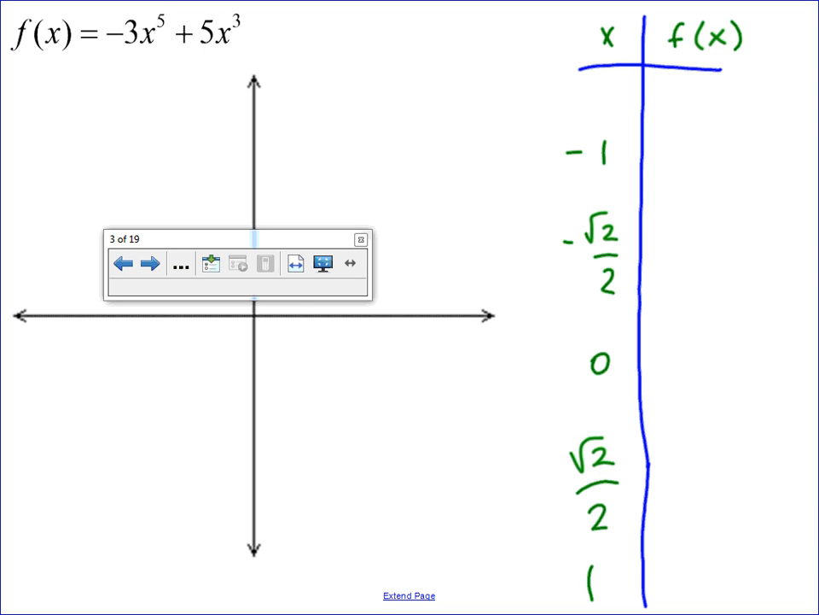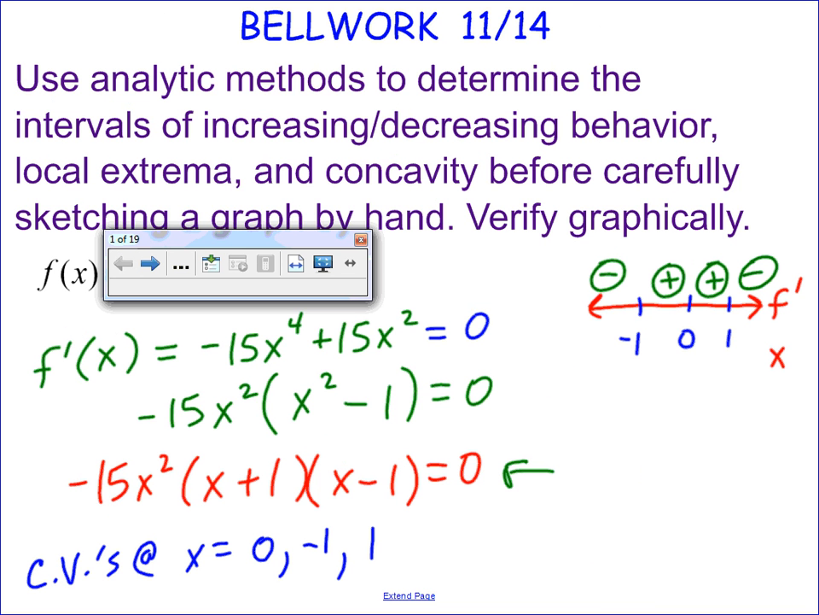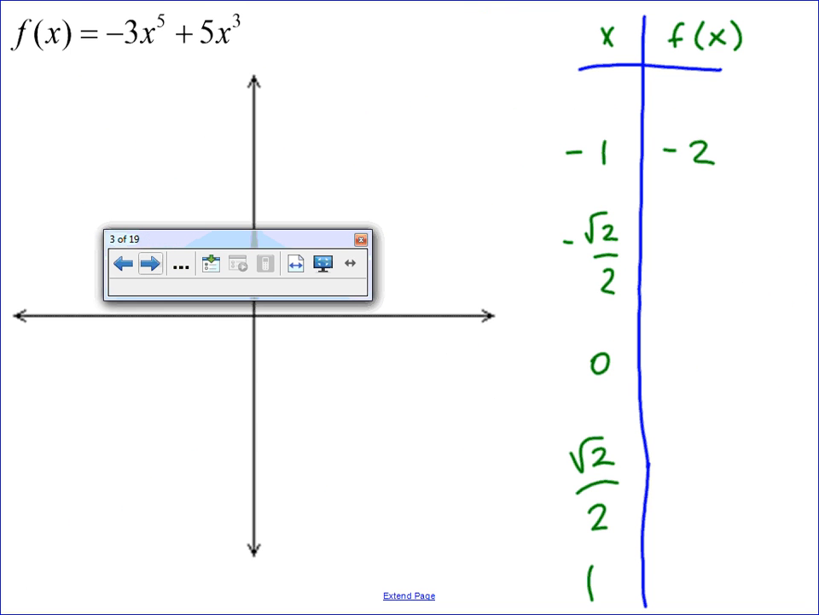All right, let's do it. -1 on my original. -1 to the 5th is -1 times -3 is +3 minus 5 is -2. You guys get that? Yes. That is a local minimum. Okay, good. So we've got local min there. Negative root 2 over 2 is the x coordinate of a point of inflection. What's the corresponding y coordinate?